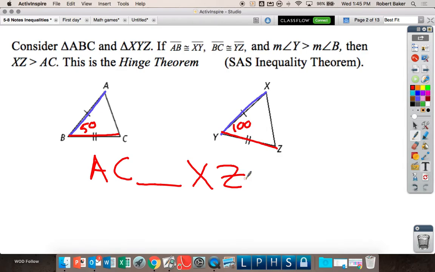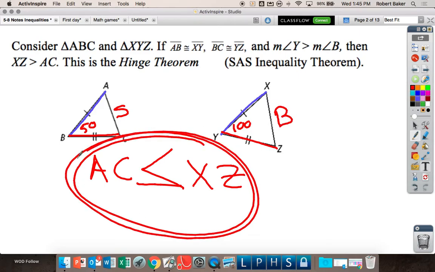You put it like this. The gator eats the bigger quantity. That's how I learned it. So if this is the small angle, this is the small side. If this is the big angle, this is the big side. This right here is all we're trying to do today, that one inequality. Feel good about it? Yeah.